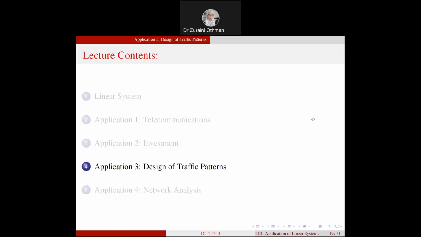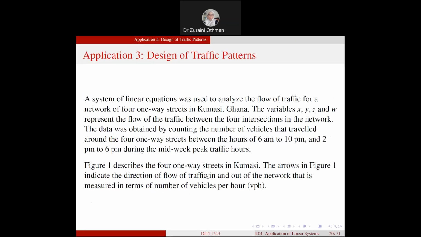Okay, then we go for the application number 3, design of traffic pattern. Okay, for this design of traffic pattern, this is the question. Okay, dekat sini kita nampak traffic tu. Okay, daripada traffic tu yang dia bagi tahu kat sini, dia bagi tahu around 4 one-way street between hours, dia ambil daripada 6 pagi hingga 10 malam dan 2 petang hingga 6 petang. In a mid-week peak traffic hours. Okay, dan lepas tu dia bagi figure kat sini. Dia bagi figure dia untuk keempat-empat way tu.